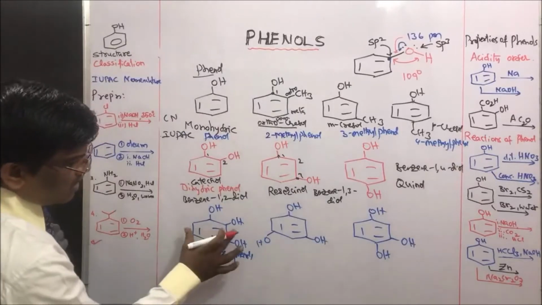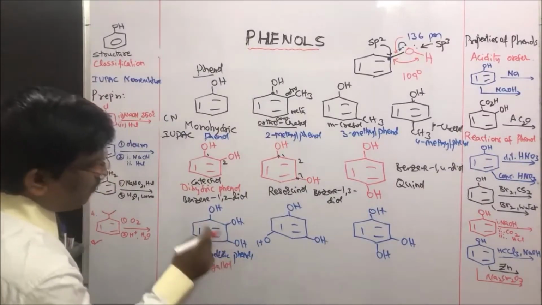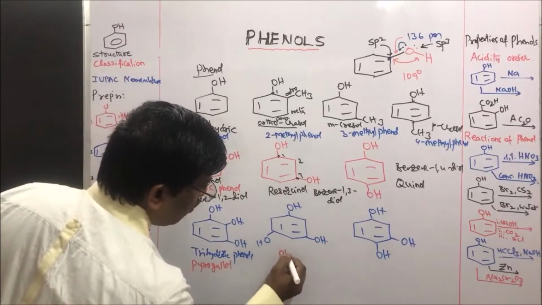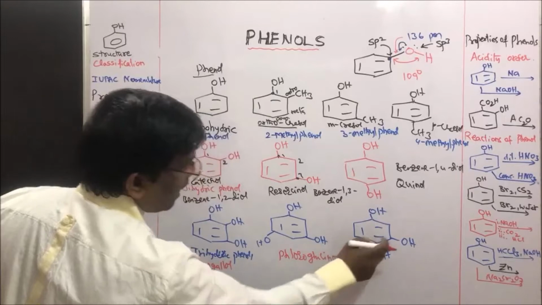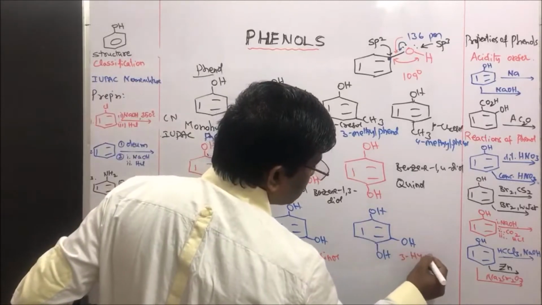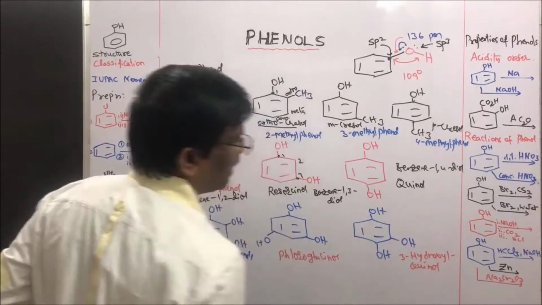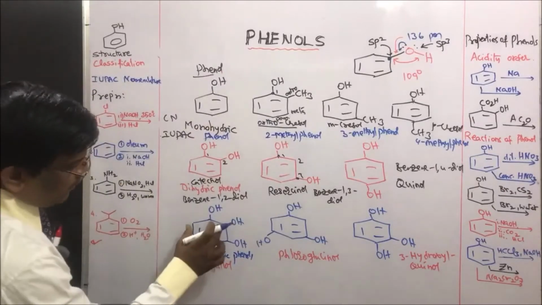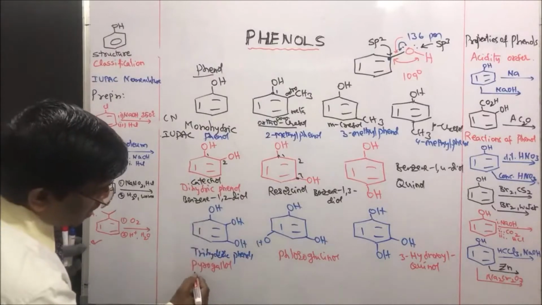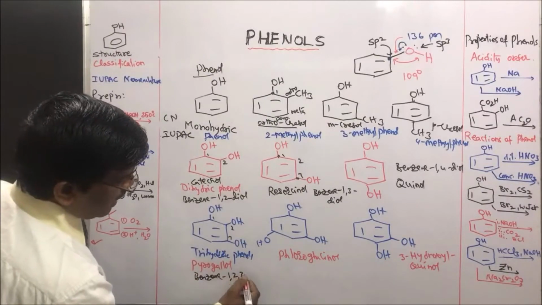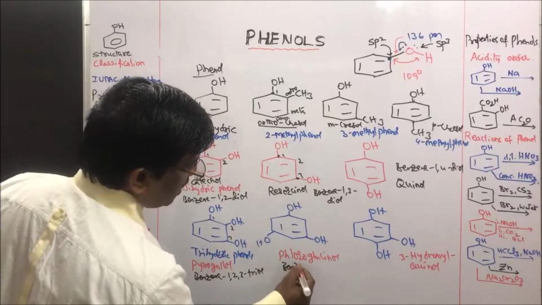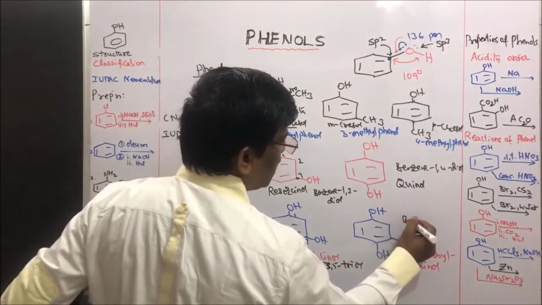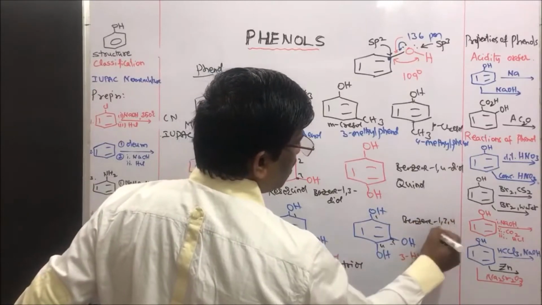When it comes to these trihydroxy benzenes, 1, 2, 3 trihydroxy benzene is pyrogallol, this is phloroglucinol, and this is 3-hydroxyphenol. Yes, so the IUPAC names of these compounds are different. How? It is benzene 1, 2, 3 triol. This is benzene 1, 3, 5 triol. This is benzene 1, 3, 4 triol.